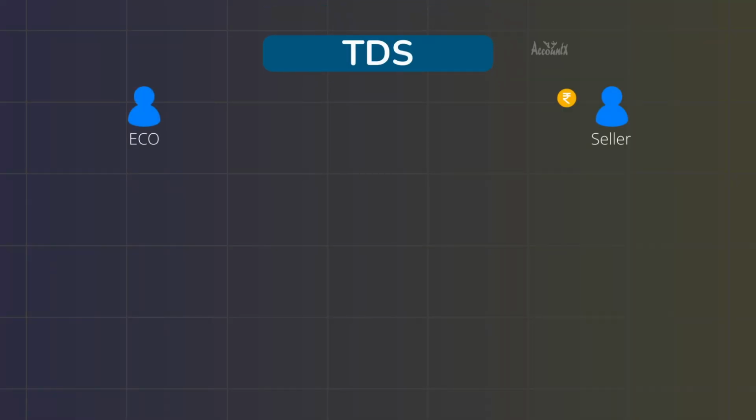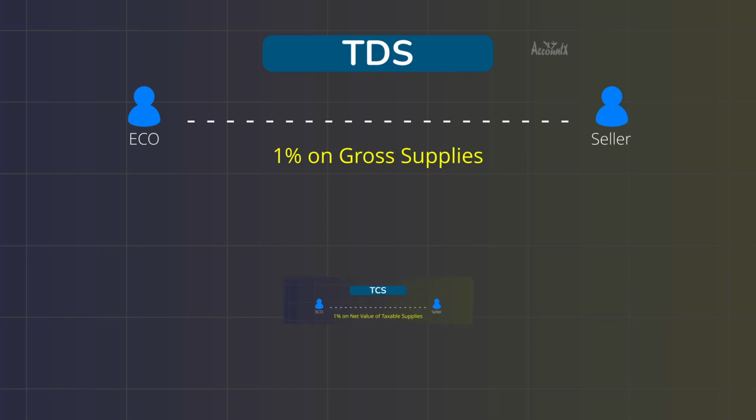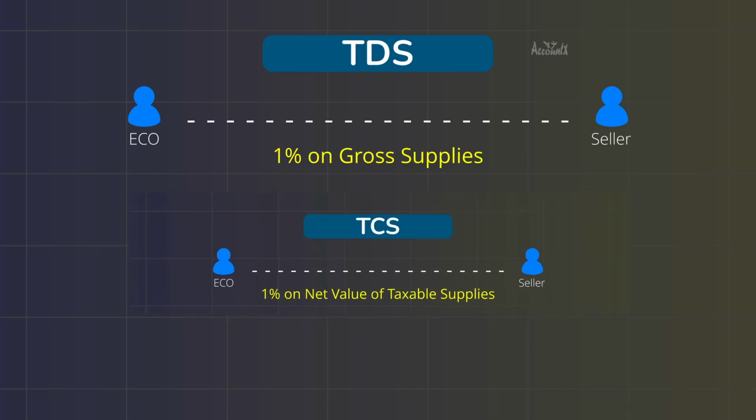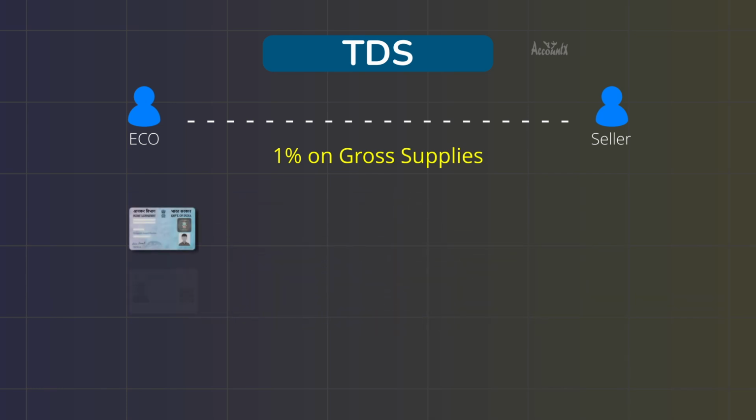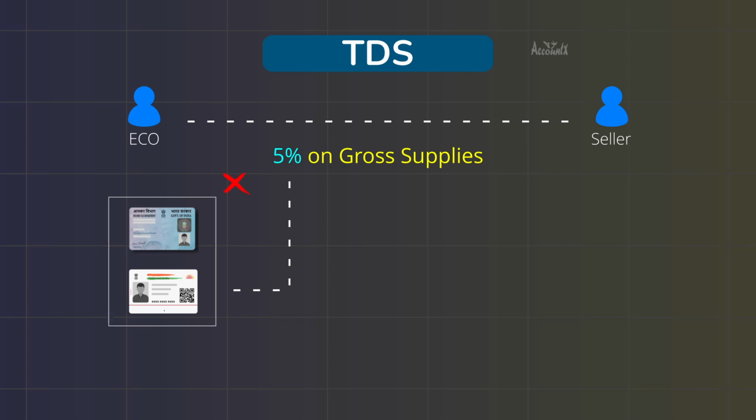E-commerce operator is also required to deduct tax called TDS at 1% on gross supplies. Unlike TCS, where tax is collected on net supplies, rate of tax is 1% for both TCS and TDS. But if you have no PAN or Aadhaar, then rate of TDS is 5% instead of 1%.